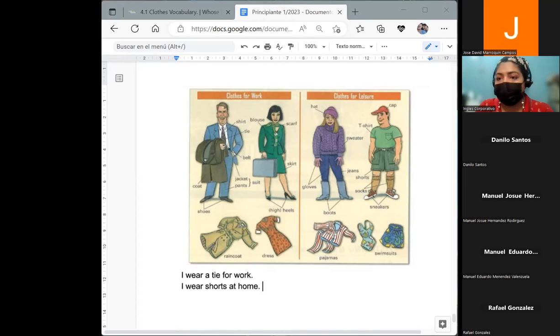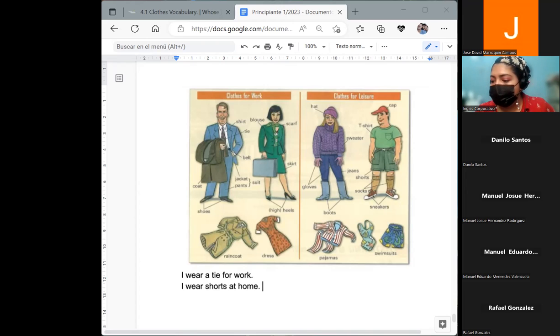Luego tenemos skirt, que es la falda, high heels, que son los tacones, y tenemos abajo el raincoat, que es como el impermeable que a veces se utiliza para ir a la oficina, ¿verdad? En la época lluviosa. And we have dress, que son los vestidos. Ahora, clothes for leisure, que son las ropas que estamos utilizando cuando andamos en nuestro día a día.